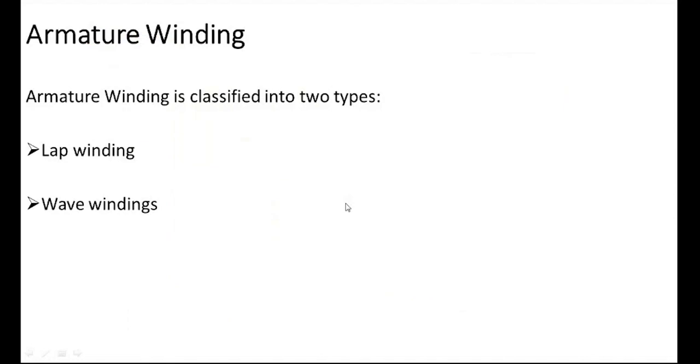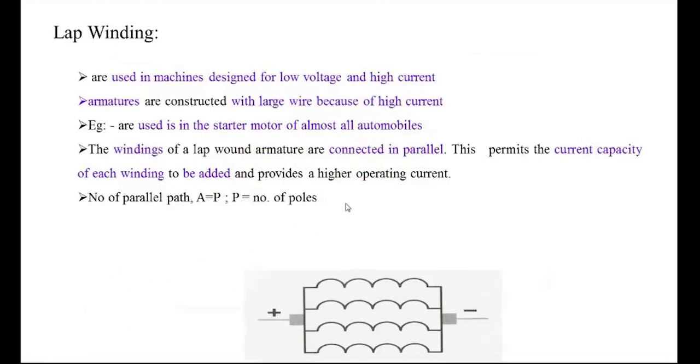So the armature winding is classified into two types: lap winding and wave winding. Why it is classified into two types: lap windings are usually used in machines designed for low voltage and high current. So that's why we can prepare the lap winding.